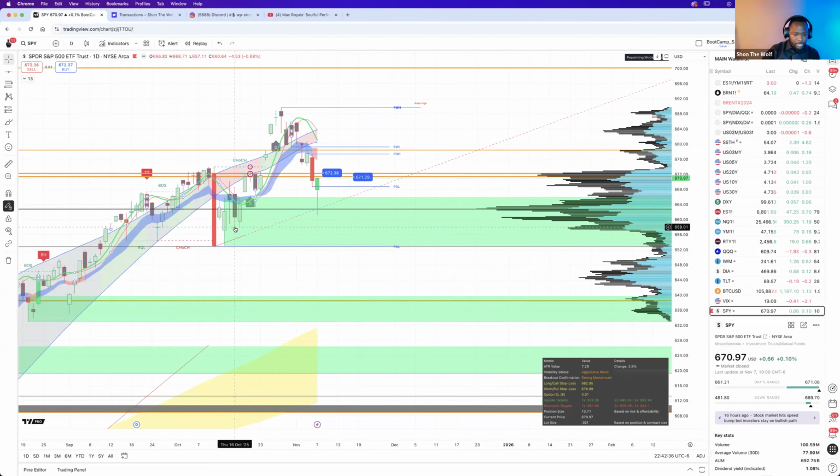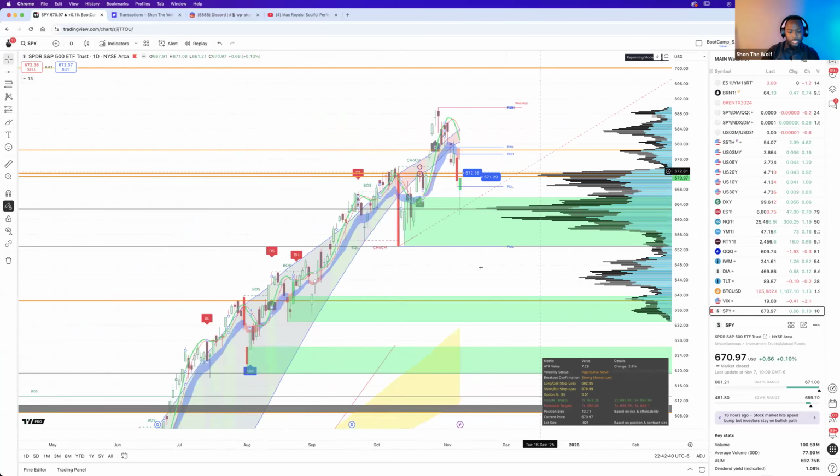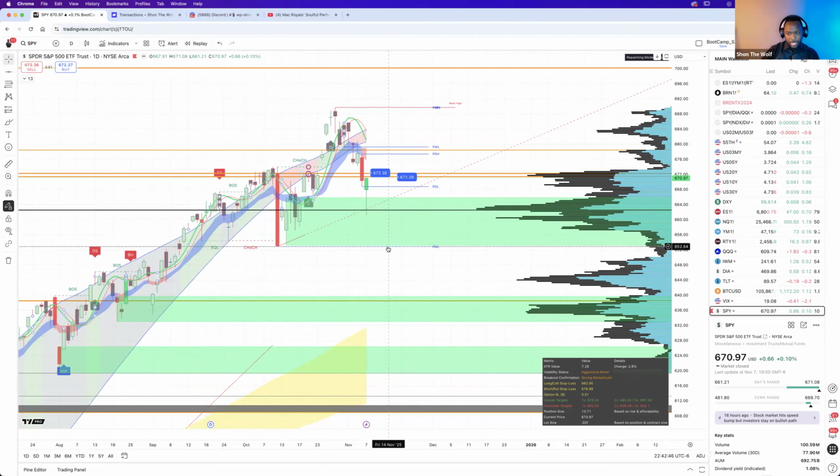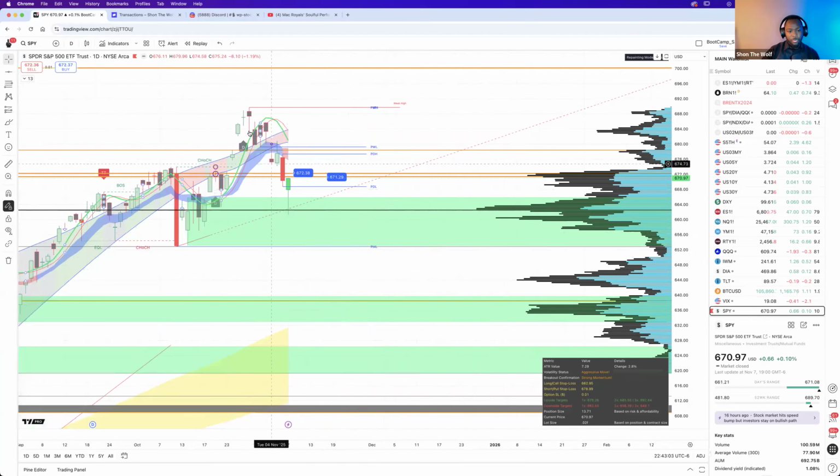Don't get it twisted because we had a pullback. We're still in a healthy bull trend. What would change that is if we come down and SPY starts closing under 652. We start closing the trading day under that. That's when you can look for us to start dropping back down to like 640, 638, maybe all the way to test the 200 cloud. That's a worst case scenario, a deep correction, if that happens.